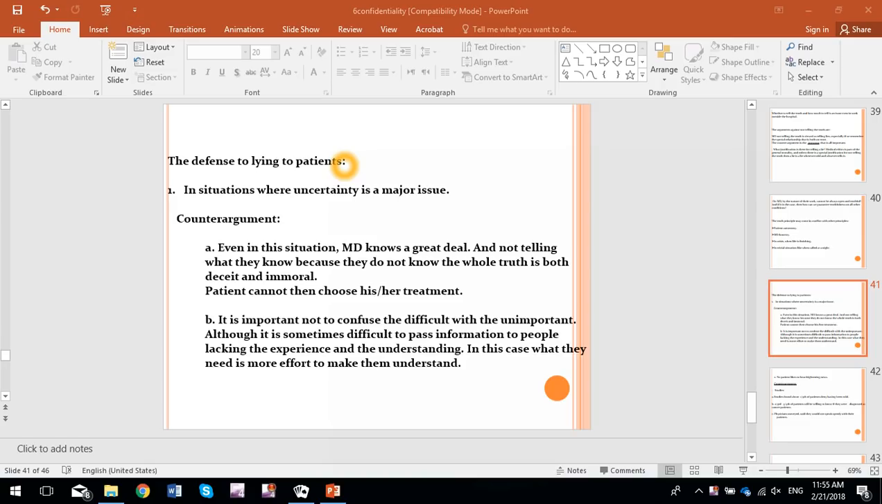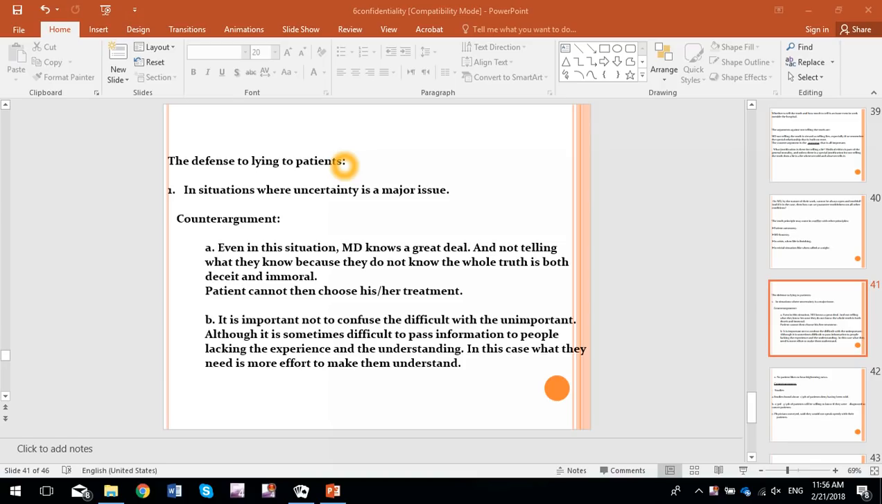The patient cannot then choose his or her treatment. This is from what I know. The second counter argument is that it is important, and this is very important, not to confuse between the difficult and the unimportant. Are you not telling this patient this piece of information because it is unimportant, or because it is difficult for the patient to understand?